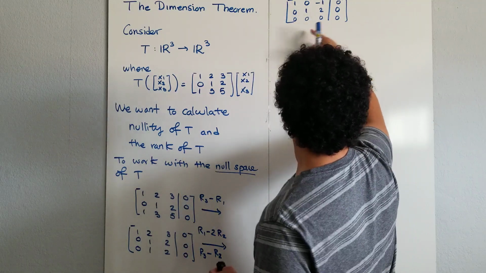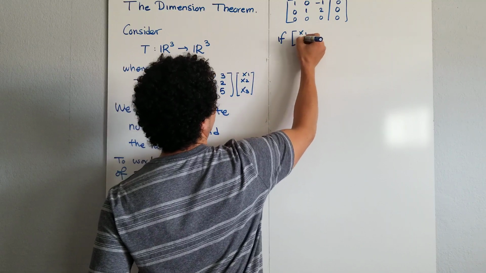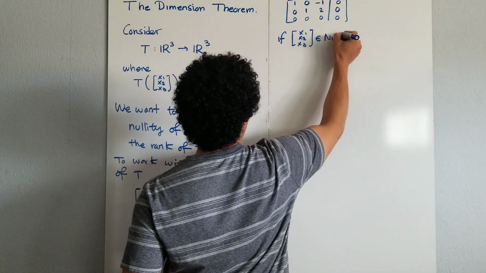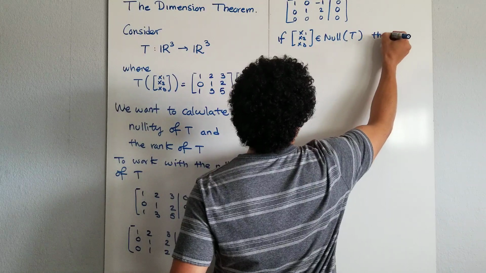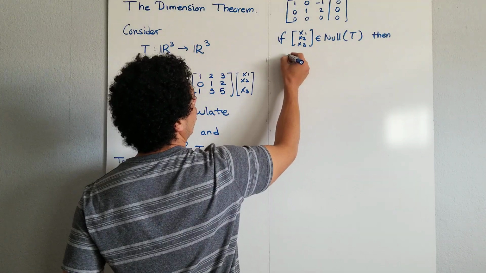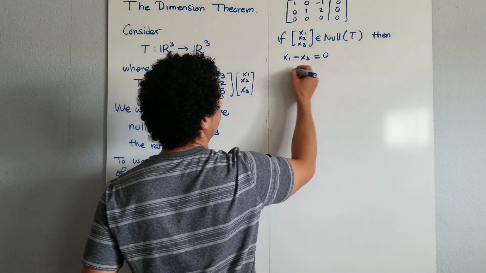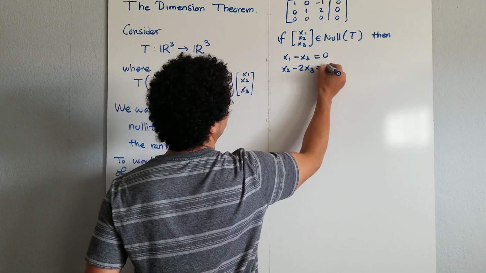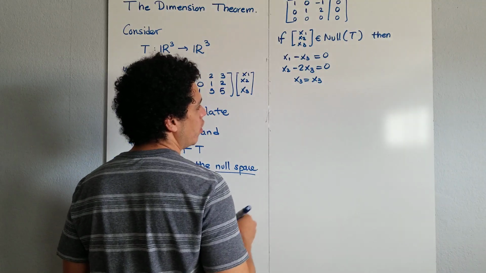So now let's read off what the system, which we originally started with, now indicates. So this says that if I have a vector x1, x2, x3 that belongs to the null space of T, then, well, x1 minus x3 is equal to 0. x2 minus twice x3 is equal to 0. And x3 is equal to x3. Well, there's nothing to be done here.